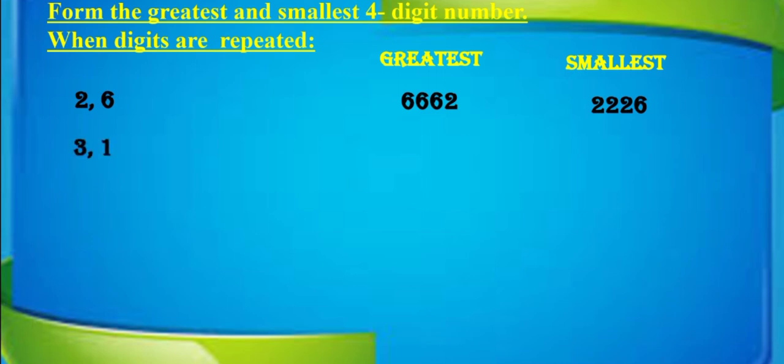Now let us see the next example. 31. So what will be the greatest number? Which digit should be repeated? For finding the greatest number, 3 should be repeated.